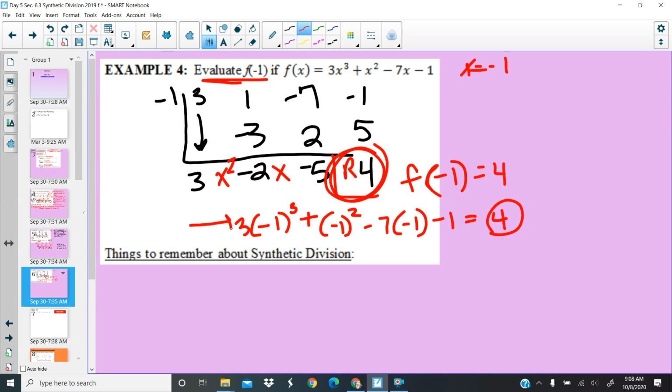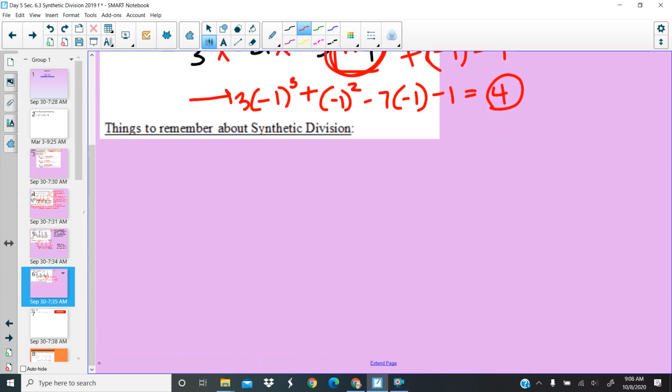And so then just down here, I have a few notes that I want to make for you guys to remember about synthetic division. So the first thing is whenever you're writing your coefficients and you're missing one, you're going to want to use 0 as a placeholder coefficient. And I am actually going to try to type all of this so that it's easier for you guys to read.